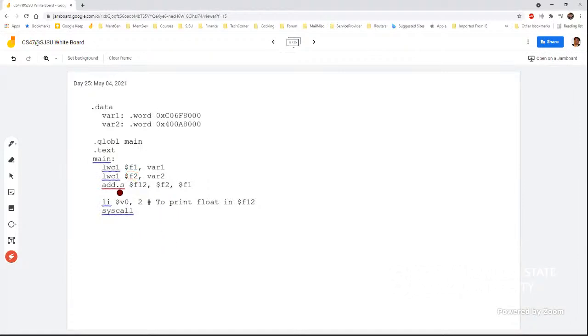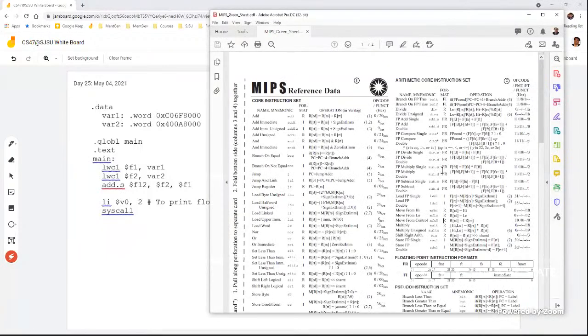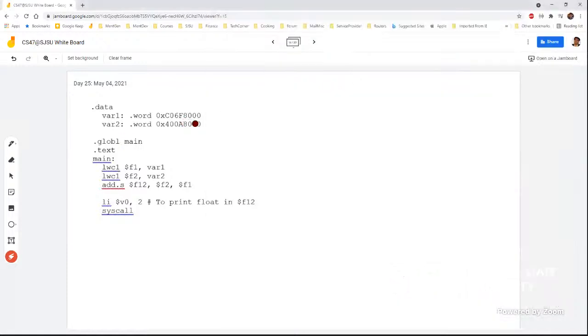And then you are doing an add.s. Let's get back to that page again. Add.s is this one: floating point add single. It means a single precision operation, the same add operation, but doing floating point addition instead of integer addition. So these bit patterns will be treated as floating point values, and this addition will do the floating point value addition and put the corresponding bit pattern onto $f12.